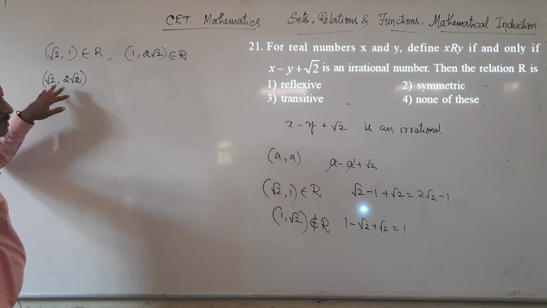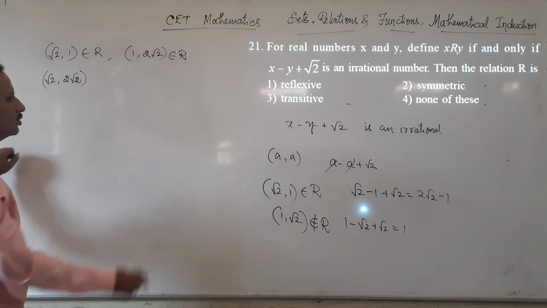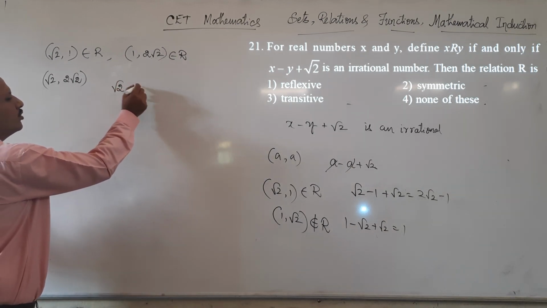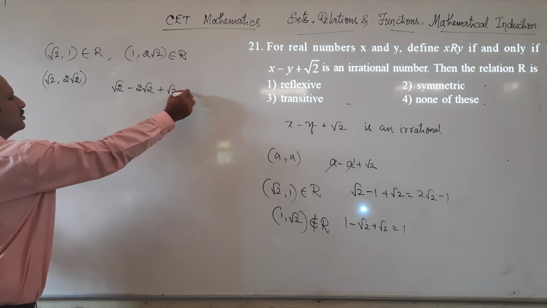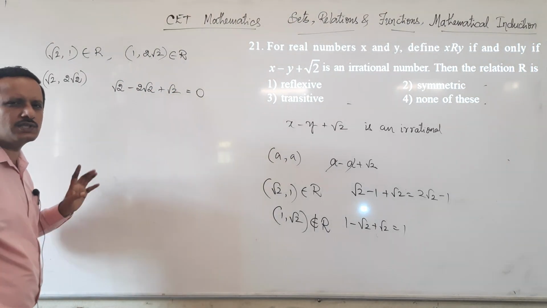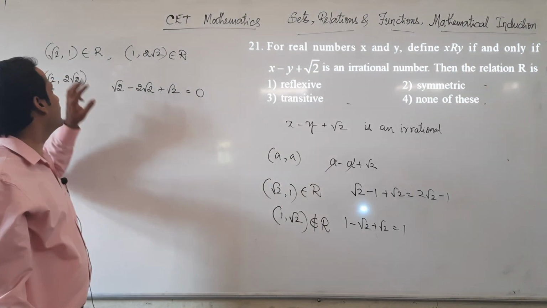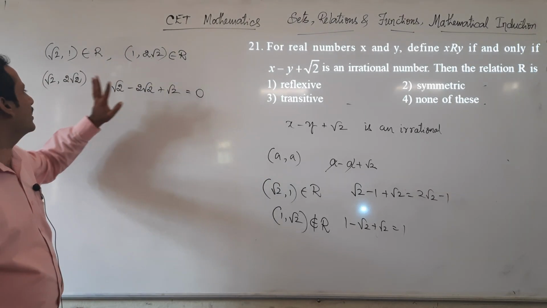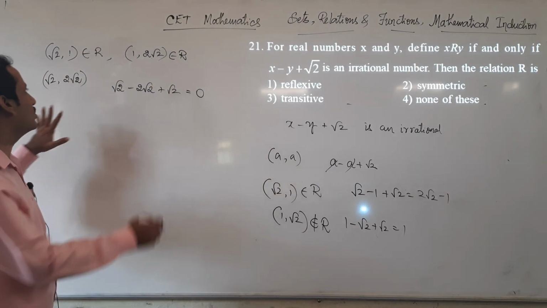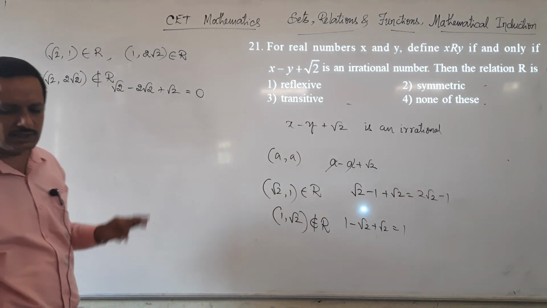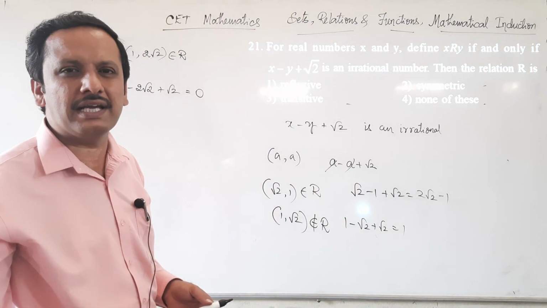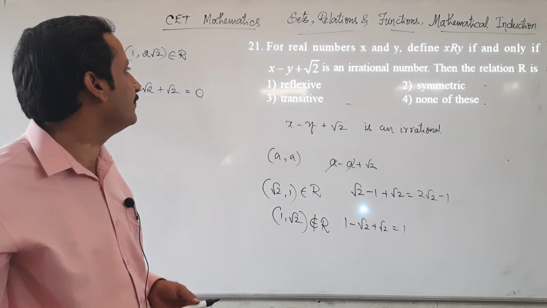Now, let us see what happens. If I take x as root 2, y as 2 root 2, then I am going to get root 2 minus 2 root 2 plus root 2. 2 root 2 minus 2 root 2, this is equal to 0, which is not an irrational number. So, observe that AB belongs to R, BC belongs to R, but AC does not belong to R. Therefore, this is not a transitive relation. So, it is only a reflexive relation.